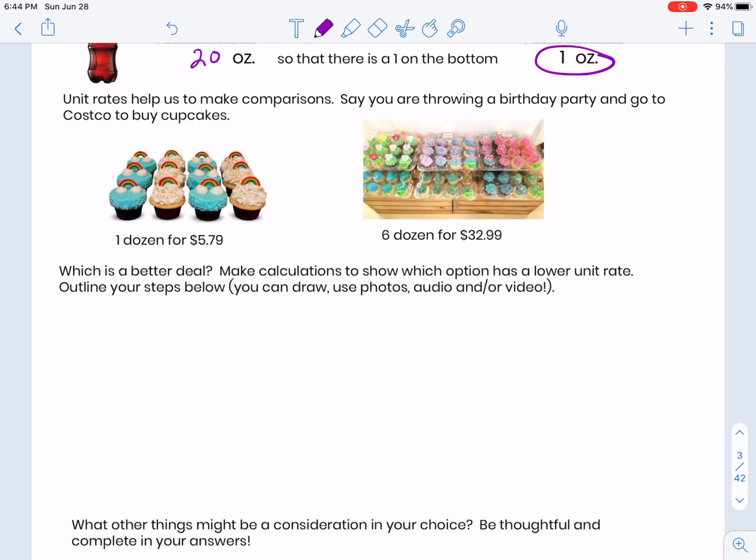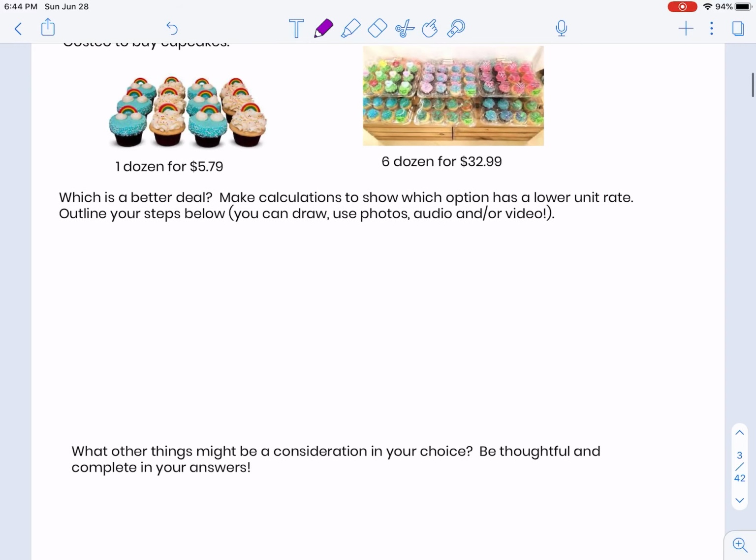All right, so what I want you to do is outline your steps below, make some calculations, figure out which one of these based on unit rates is a better deal. Okay, and then what other things might be a consideration in your choice? Be thoughtful and complete in your answers. All right, so it's very, very important.